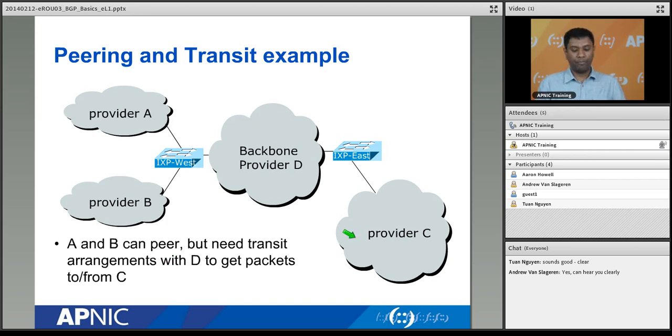If A wants to exchange traffic with provider C, since there is no direct connectivity, A can only go to C via provider D, right? That's why we say D is allowing transit for A. But if A would like to access any data from B, they don't need to go via any provider. They can go directly. That's peering, if they have an agreement to exchange traffic.